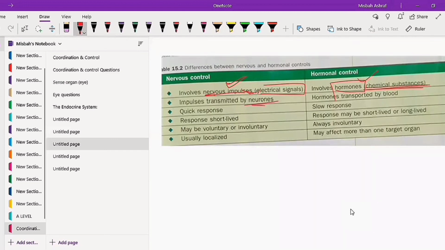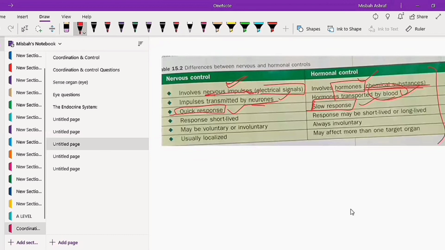Second is, it is transmitted by neurons, and in this it is transmitted by blood. It travels from one part of the body to the other part through blood, and in this neurons or nerve cells carry the message from one part to the other part. We have studied sensory, motor, relay neurons. Then this is very quick, like reflex action. You can give the example, very quick, which occurs in even nanoseconds. And this is very, very slow. Sometimes slow, but sometimes it's quick too. But as compared to nervous response, it is very slow. Right? This is quick. This is slow. And this difference is important.